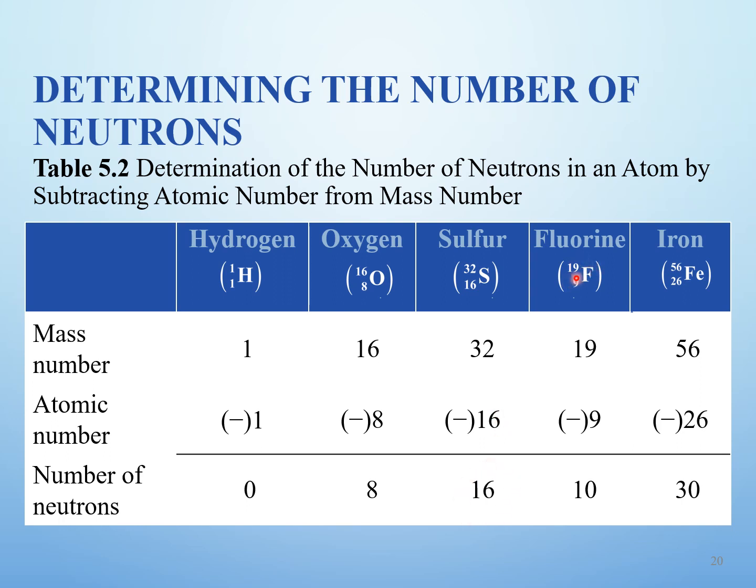And then fluorine here is 19 and 9. So that means you take 19, which is the total protons and neutrons, minus the protons. You get the neutrons left over. Same case here, 56 minus 26, you get 30 for the number of neutrons for iron.